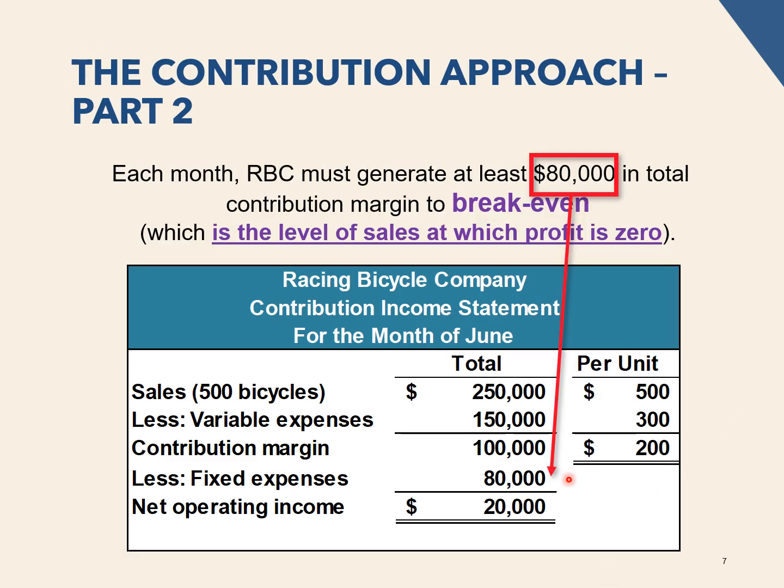As Racing Bicycle Company's fixed expenses is $80,000 for the month of June, which means that Racing Bicycle Company must generate at least $80,000 in total contribution margin to break even. Break even is the level of sales at which profit is zero. In this case, how many units or how many bicycles should a Racing Bicycle Company sell to get break even?